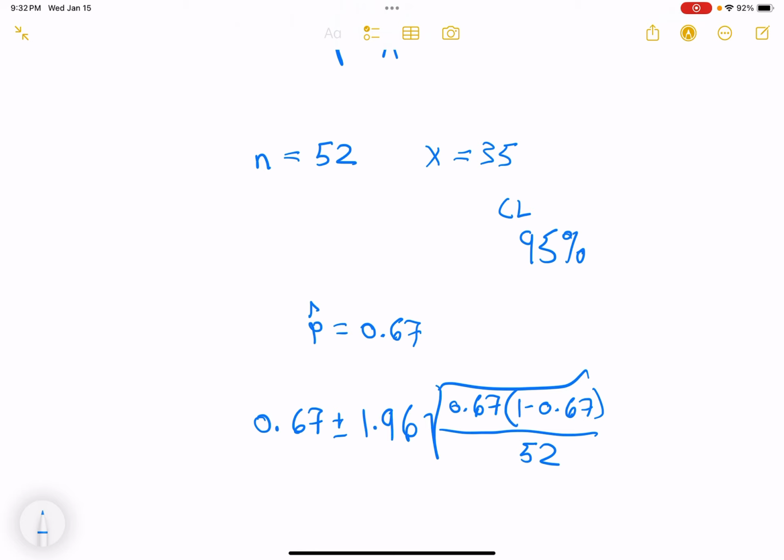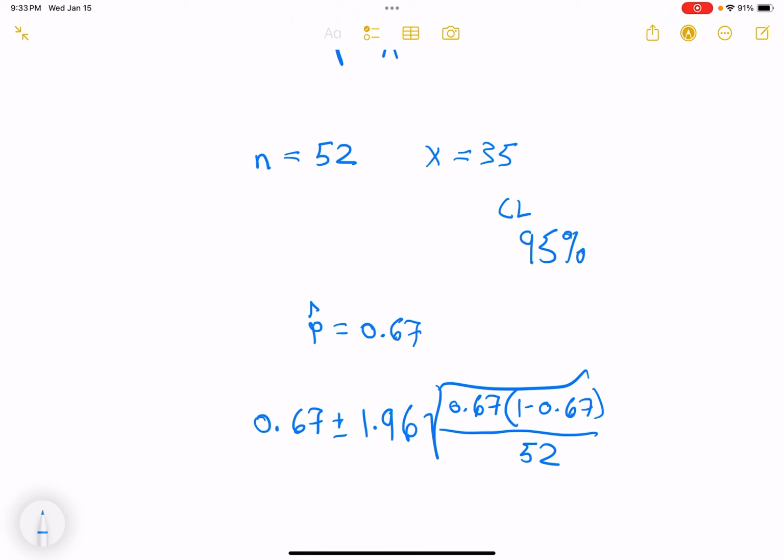Now I'm going to calculate it real quickly. Let's see how fast I can do this. We do 0.67, times 0.33. We then divide by 52. Remember your order of operations. Don't make tiny mistakes, okay? Then we square root that. And hopefully you're doing this alongside me. Then we multiply that value by 1.96.